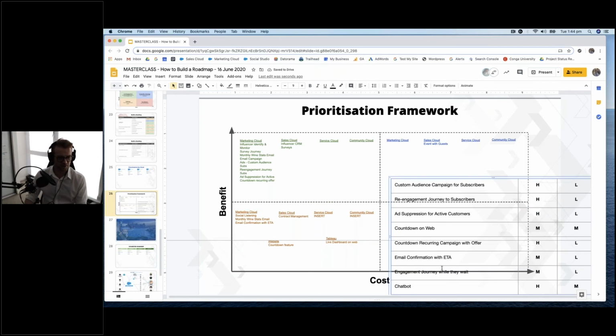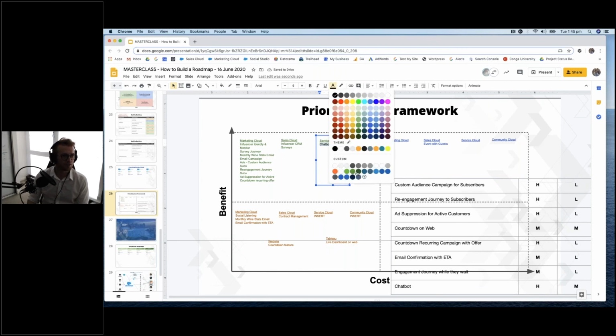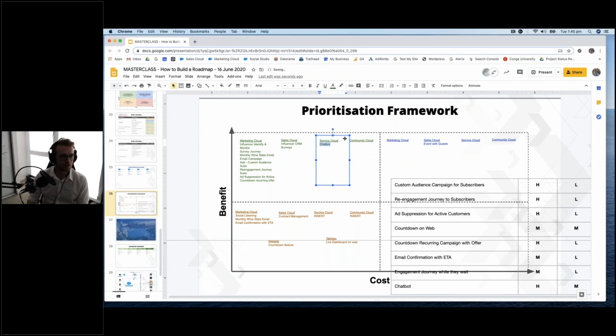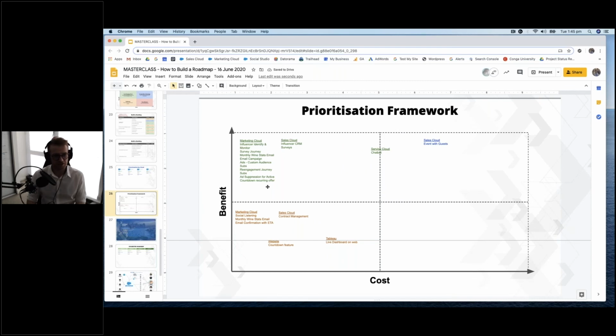Chatbot. Okay, this is what I was looking for. That's under service, medium, low. Sorry, high, medium. Okay, so I'm just going to put it here, chatbot. It's also probably, if I were to position it, somewhere around here. And I'm just going to delete everything else that I don't have items for, just so I don't confuse myself. Okay, great. Excellent.